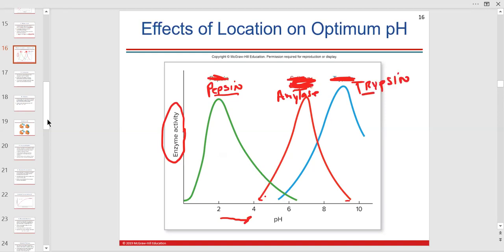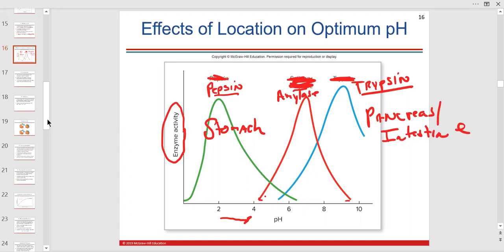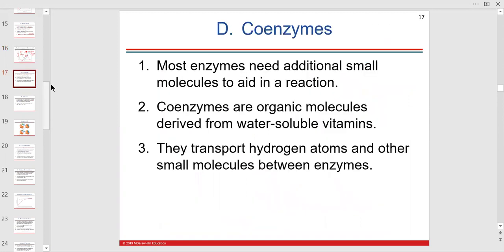Who knew? Right, so pepsin, stomach, right? Trypsin, pancreas, below the stomach. Intestine. Right, this could be saliva here. Make sense? Proteins, enzymes, polypeptide bonds.